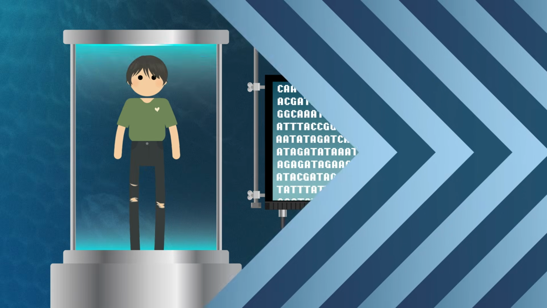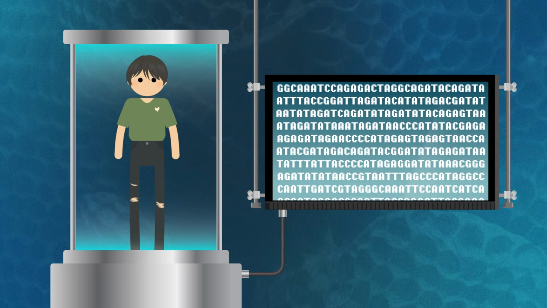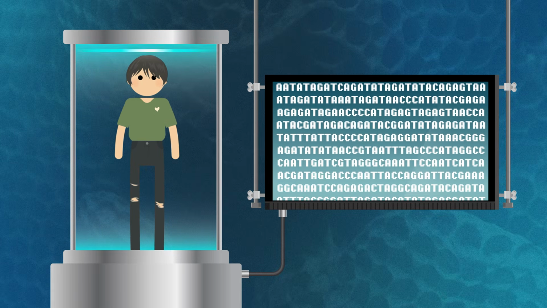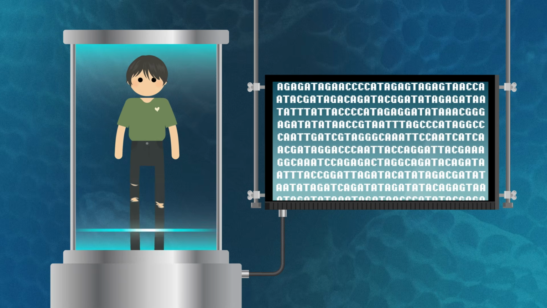Let's start with acquiring the data itself. For example, if we want to know the entire genetic sequence of an organism, we can't just read it from one end to the other because it's so long.